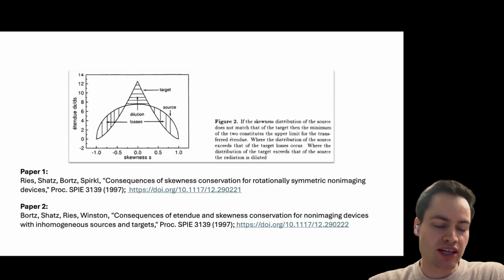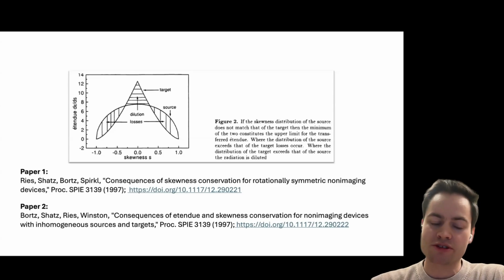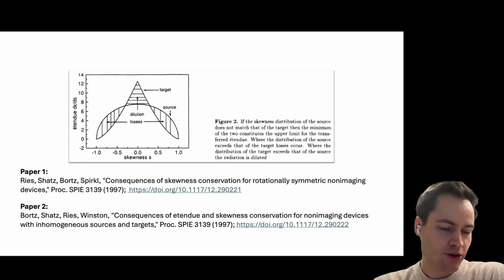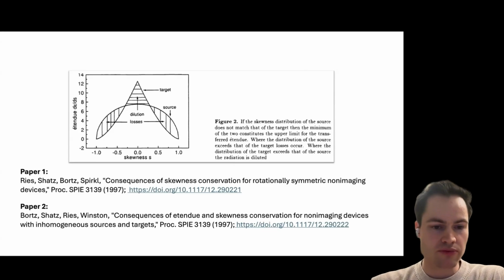And with this diagram, you can easily show that it's not possible to solve this design challenge, not with 100%, because you will have a mismatch between the skewness distribution of the source and the target. So in this first paper, they derive a maximum efficiency, and they actually design a system to reach this efficiency. And then in another paper, Bortz, Schatz, Rees, and also Roland Winston extended this idea to inhomogeneous sources and targets.